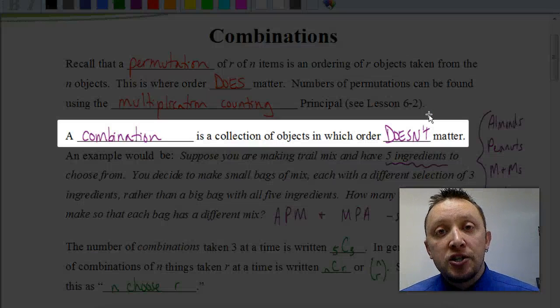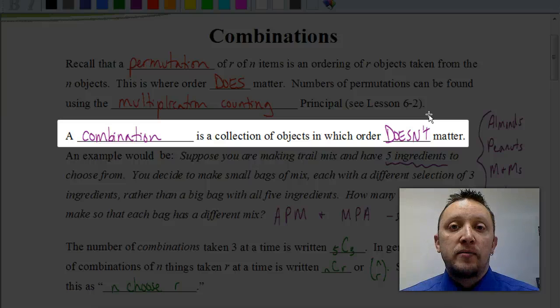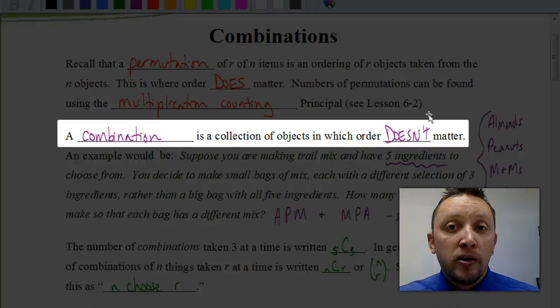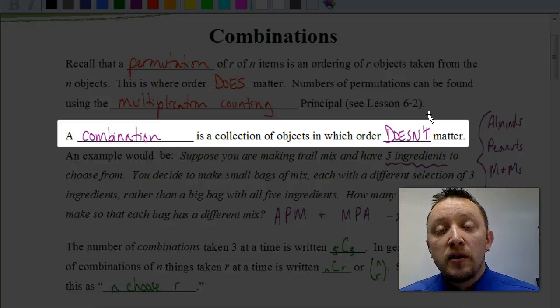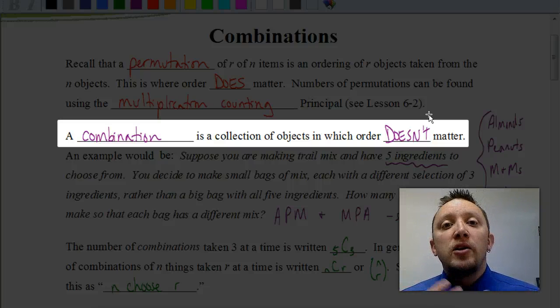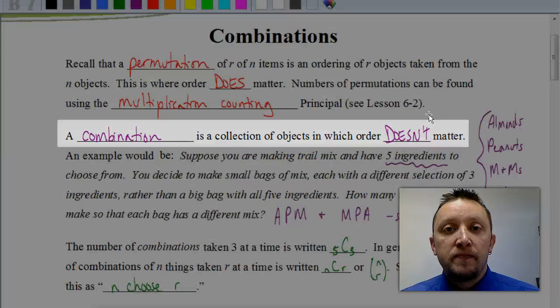Where a combination is where order does not matter. For example, if you go to Burger King and you purchase a cheeseburger, some French fries, and a Coke, that's going to be the same order as if you ordered the Coke first, then the French fries, and then your cheeseburger. So the order does not matter with the combination. The order does matter with the permutation.